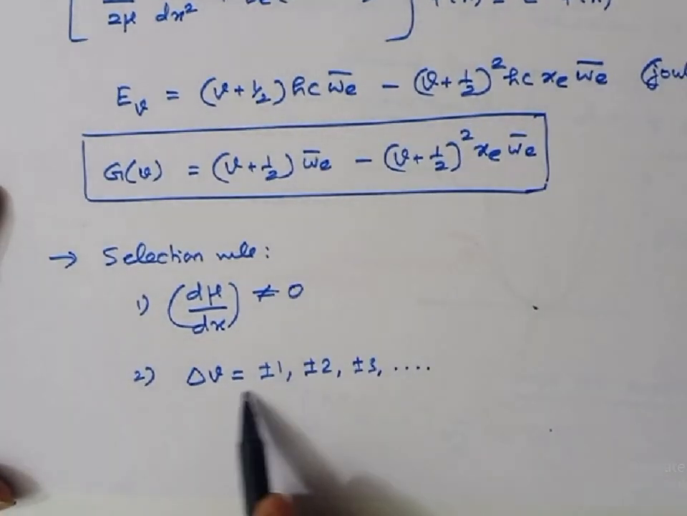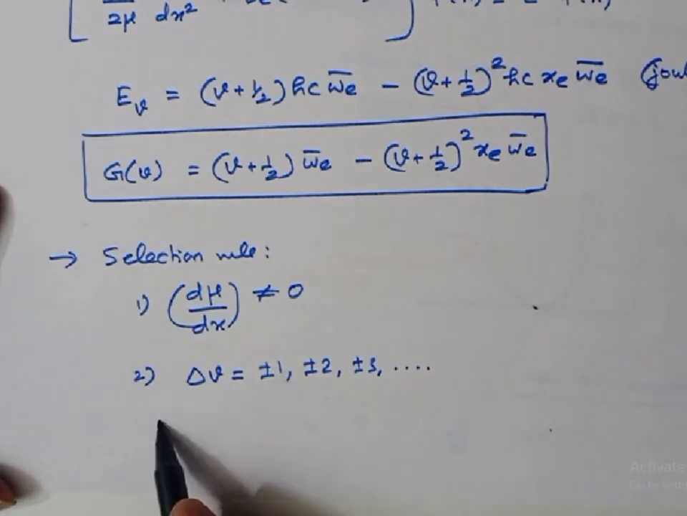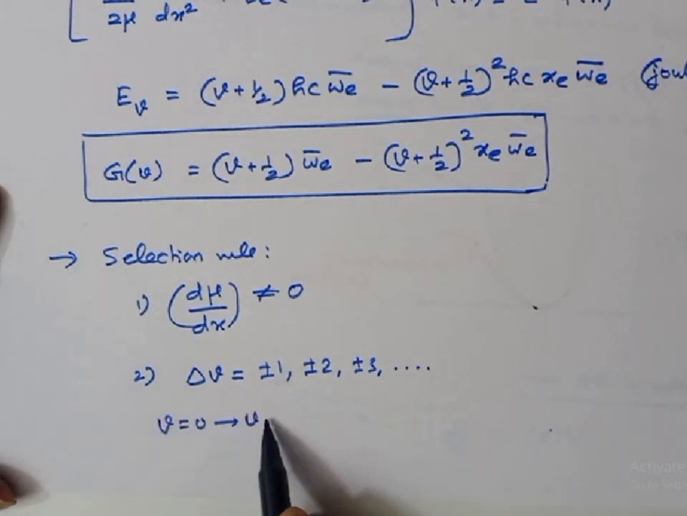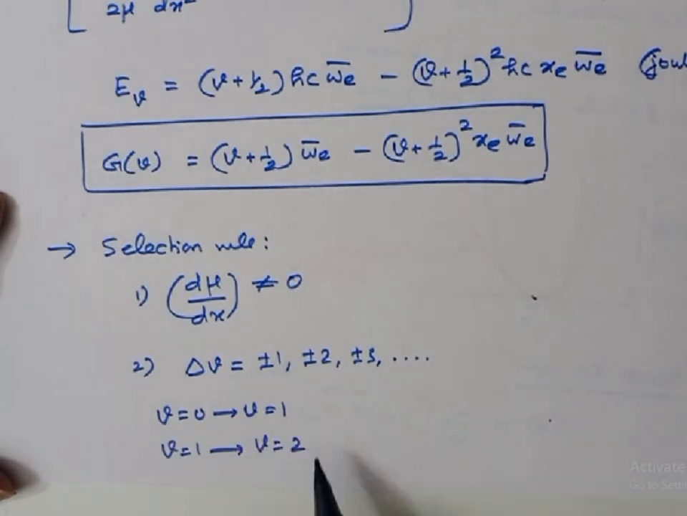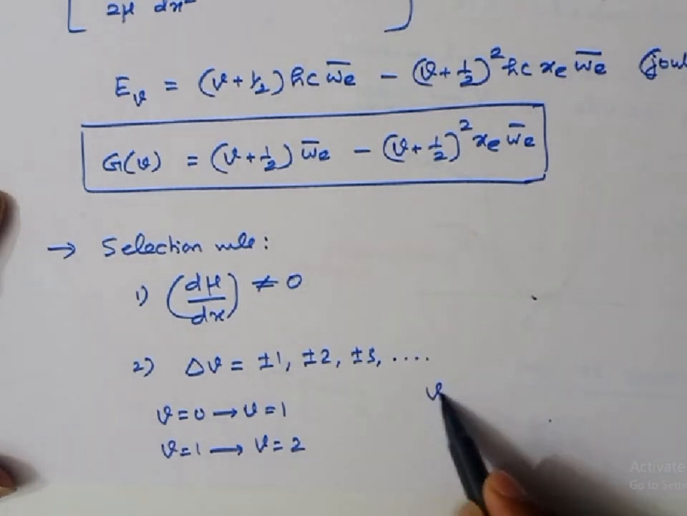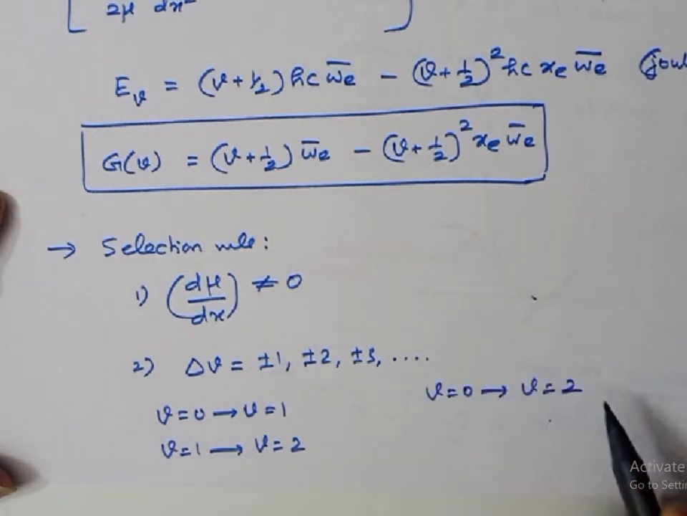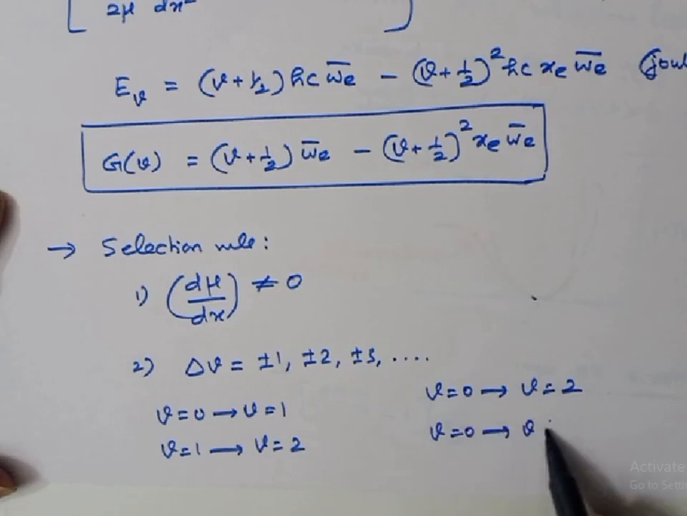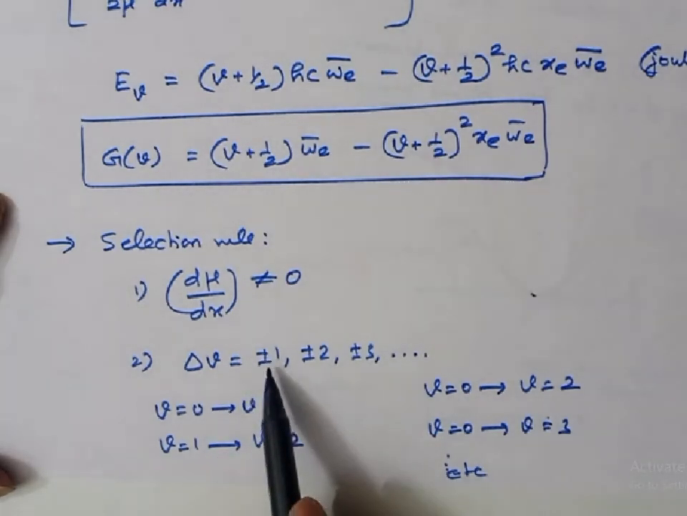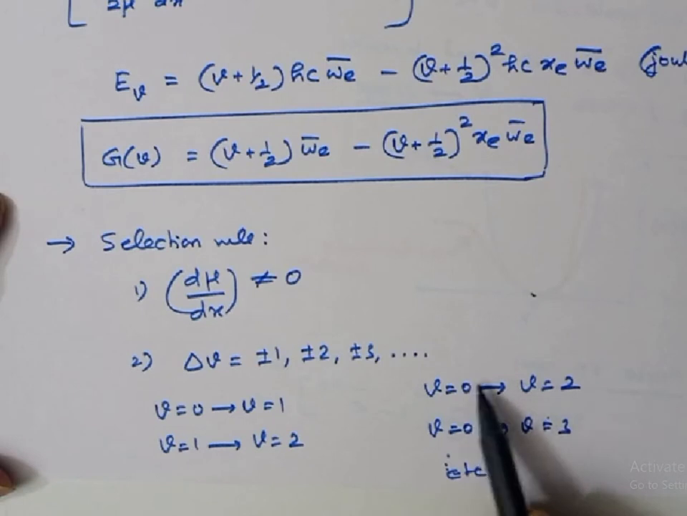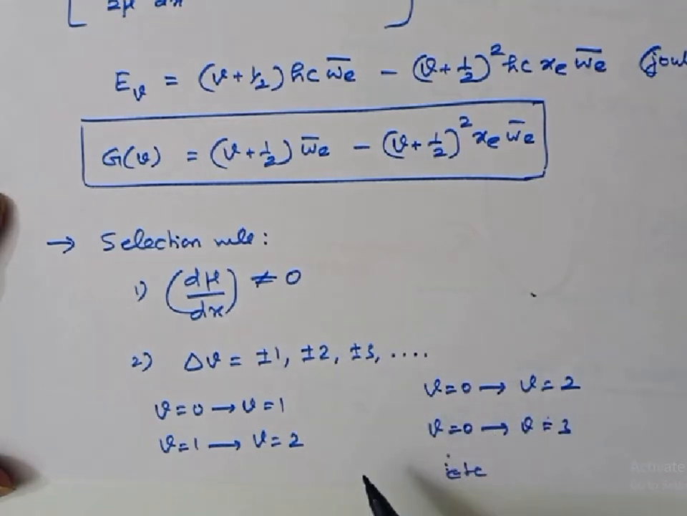So from these allowed values we can say that v equal to 0 to v equal to 1 is an allowed transition. v equal to 1 to v equal to 2 is an allowed transition. v equal to 0 to v equal to 2 is allowed. v equal to 0 to v equal to 3 is allowed. Like that we have many transitions possible. 0 to 1 is allowed. Why? 1 minus 0 gives plus 1, which is allowed. 2 minus 1 is plus 1, that is also allowed. Similarly, 2 minus 0 is plus 2, that is also allowed.